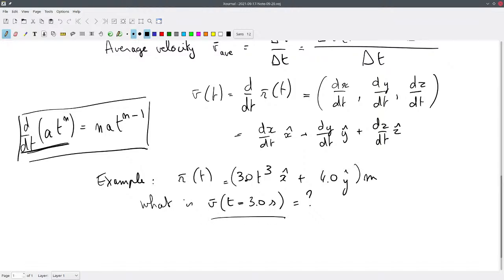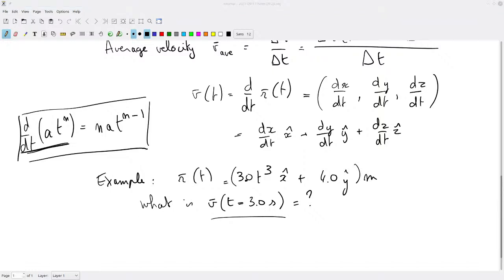So what is the velocity, instantaneous velocity at time t equal 3 seconds? So how would we solve that? I'll let you all think about that for about a minute. So go through the math that is needed, if there is any math needed, and then plug in the number.